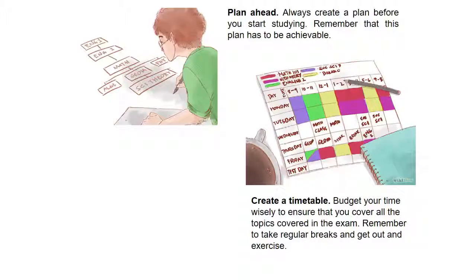Okay? You create a timetable. Budget your time wisely to ensure that you cover all the topics covered in the exam. Make sure that you take your study guide. You take Unit 1 up to Unit 7, and you divide it into different times and different days to make sure that you know everything. Because don't take chances of saying that I will only study Unit 1 and Unit 3, or Unit 1, 3, and 5. Make sure that you read all the units. Understand them, because you don't know what is coming in the exam.